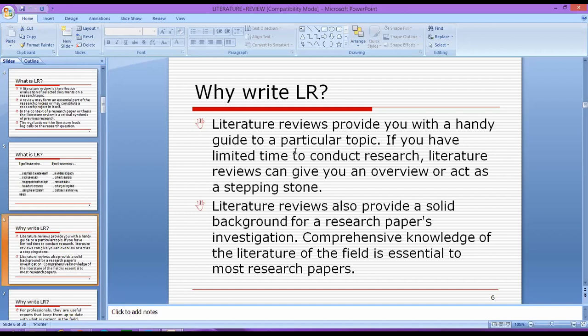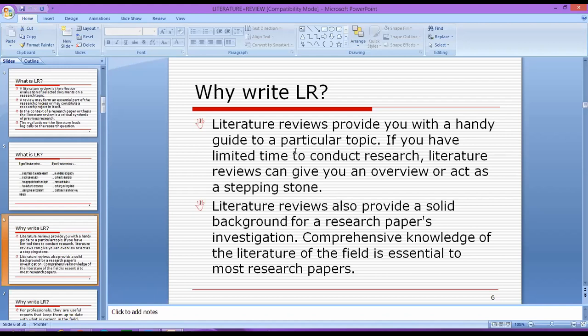When I look at the methodology itself, how am I going to collect the data? Who are the participants? How am I going to include them in the study? How am I going to analyze the data? What kind of questionnaire am I going to use? So all that I'm able to get through conducting a literature review.